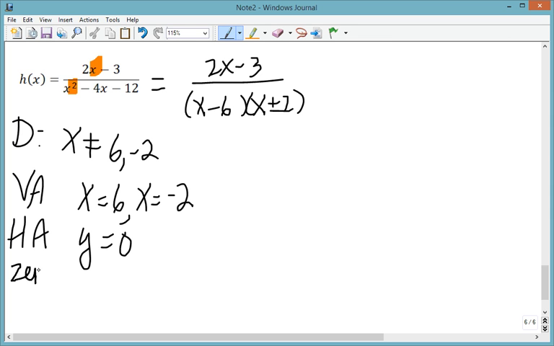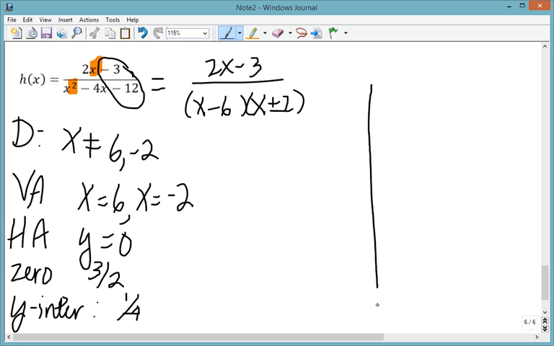My zeros would be where the top is 0. So if I solve the top for 0, I would get 3/2. And my y-intercept, which you may notice is a lot easier to find from my original equation, would be negative 3 over negative 12, which would be 3 over 12, which would be 1/4.